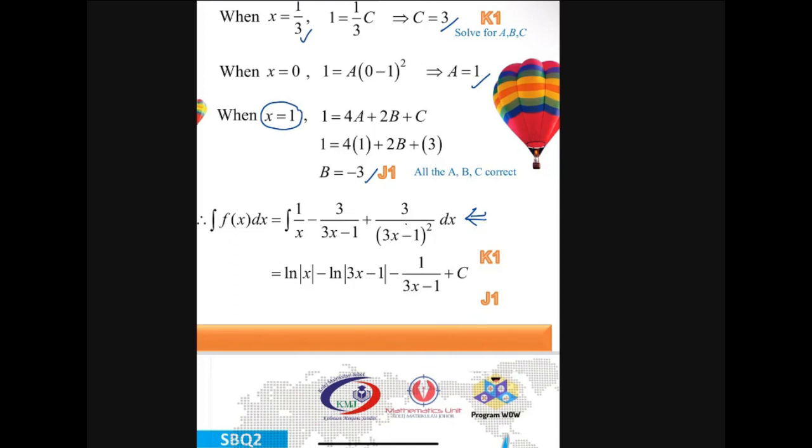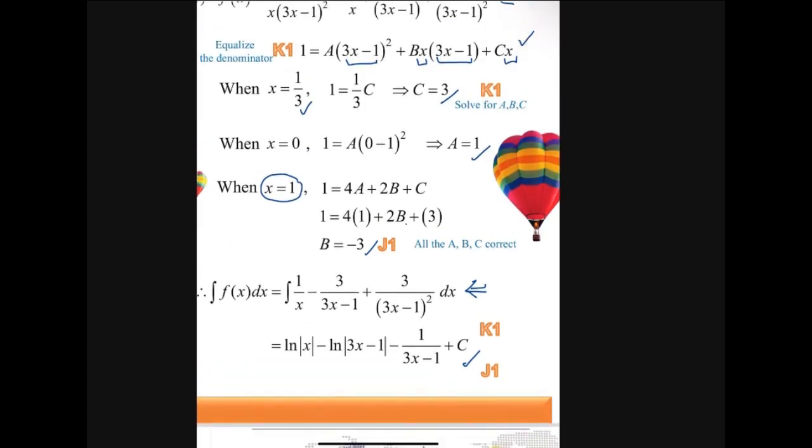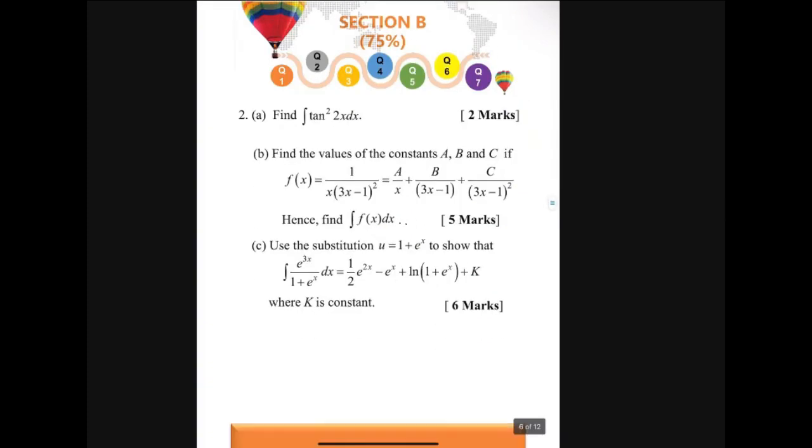And then integrate 3 over 3x minus 1 squared. You have to use the basic rule. That's how we get -1 over 3x minus 1 plus c as it is. Don't forget plus c as your final answer. Okay, settle with question 2b. Now moving on to 2c.